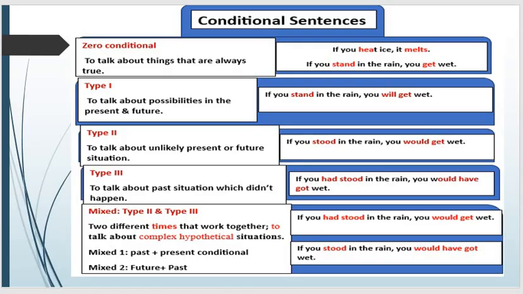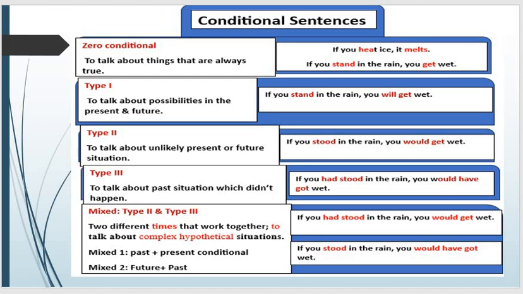The fifth type of conditional sentence is useful for advanced learners. Usually, we know there are only 5 types of conditional sentences. This mixed conditional sentence comes from type 2 and type 3. Some other people may use type 1 and type 2, but the officially well-known mixed types are type 2 and type 3. That means we use half of the part from type 2 and half of the part from type 3 structure. This means 2 different times that work together. When do you use it? To talk about complex hypothetical situations.